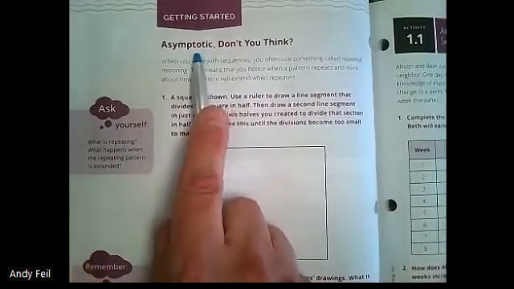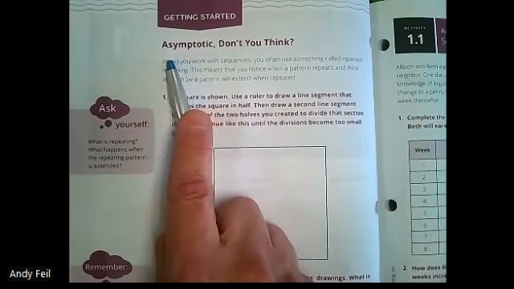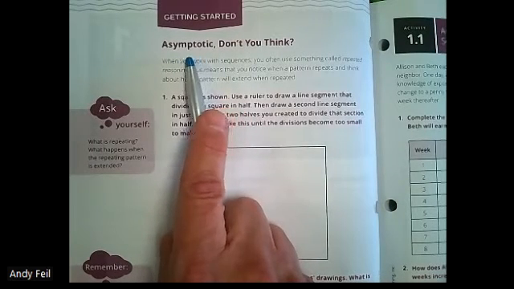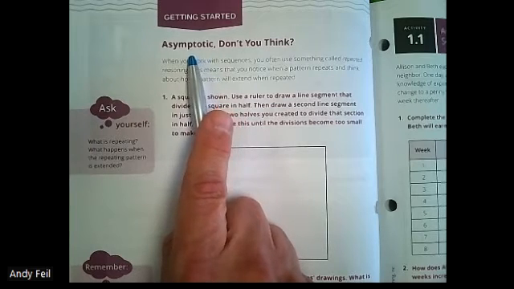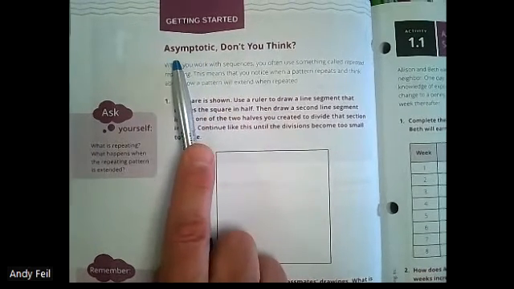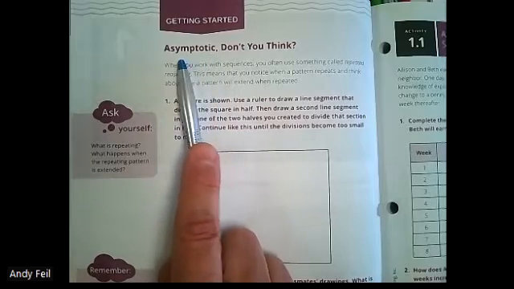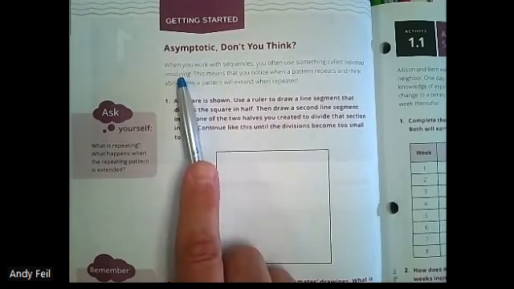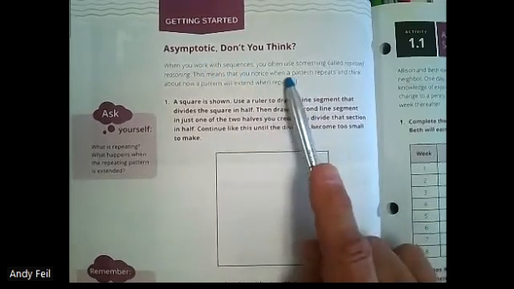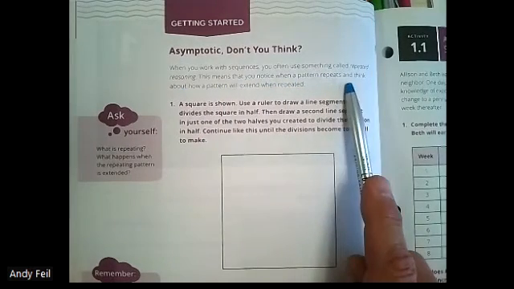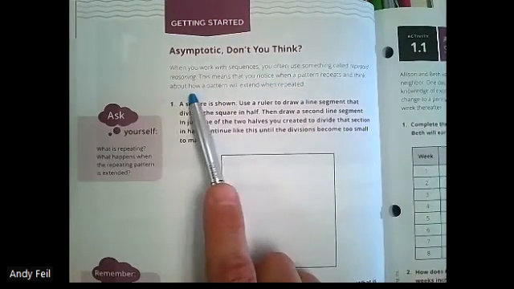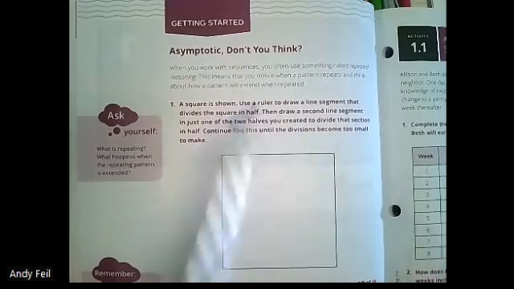Anybody think they can pronounce this word? What does that say? Asymptotic, I think. I'm not good at English, so you guys can help me out. What is the root word of this? Asymptote. It says when you work with sequences, you often use something called repeated reasoning. This means that you notice when a pattern repeats and think about how a pattern will extend when repeated.